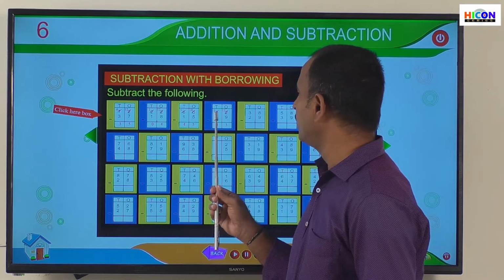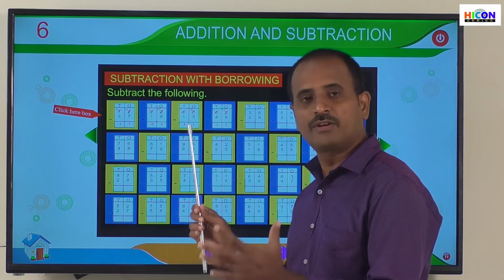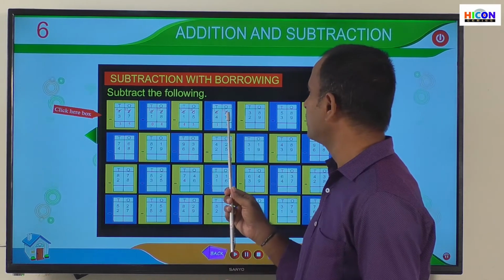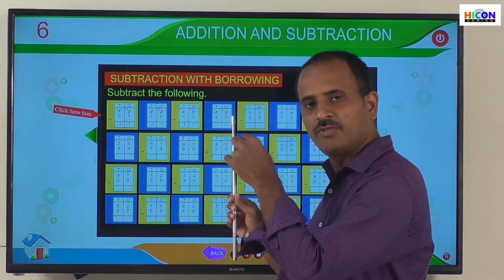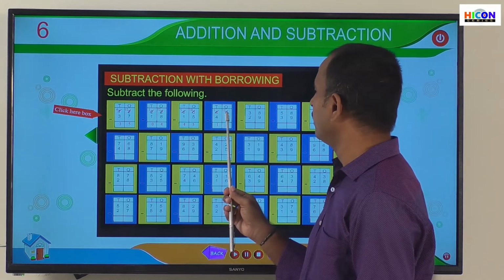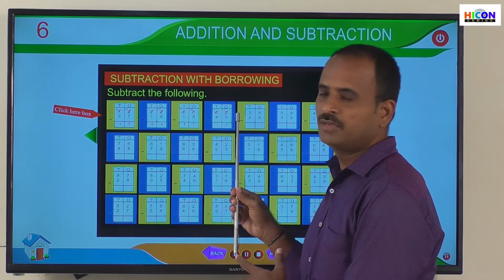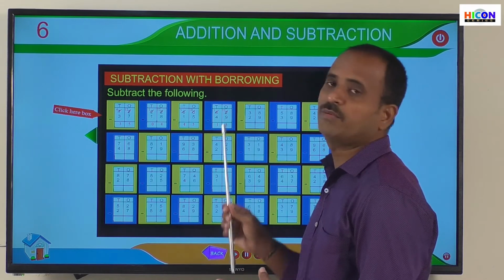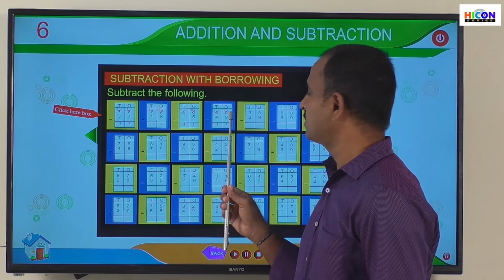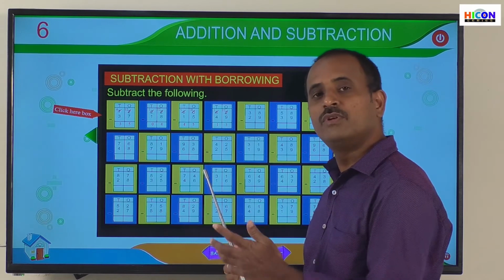So if you carry 1 ten to the ones place, it will become 10 ones. So already there is the digit 2. So just write 1 before it. If you write 1 before 2, that becomes 12. That means there are 12 ones. So now subtract 9 from 12. So open 12 fingers, close 9 fingers. We have only 10 fingers.